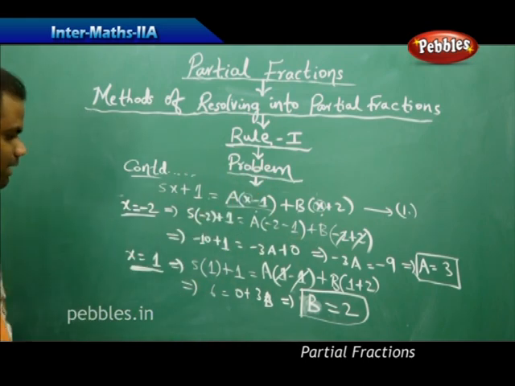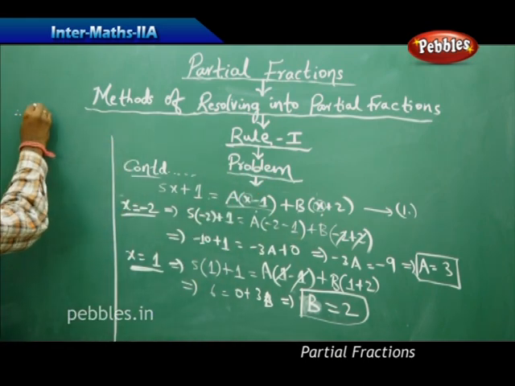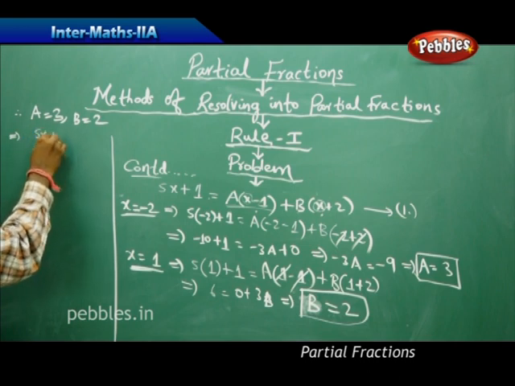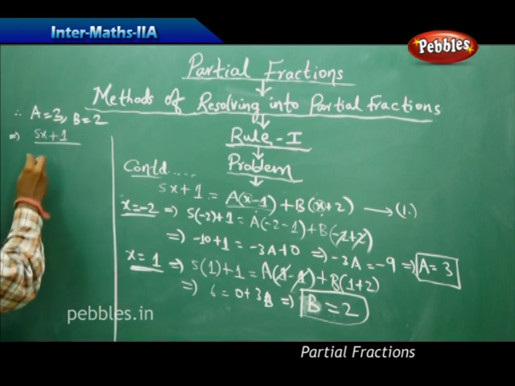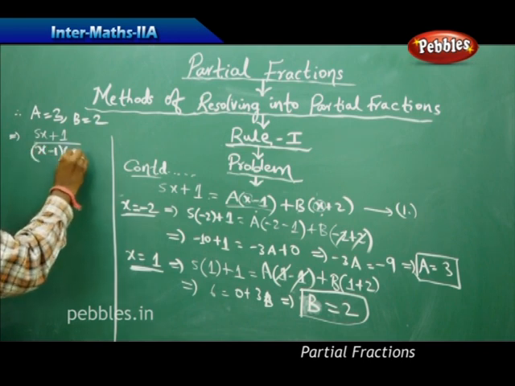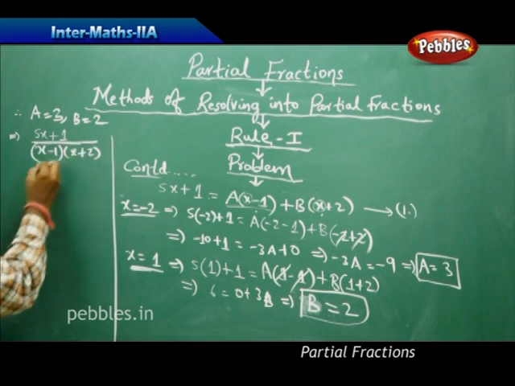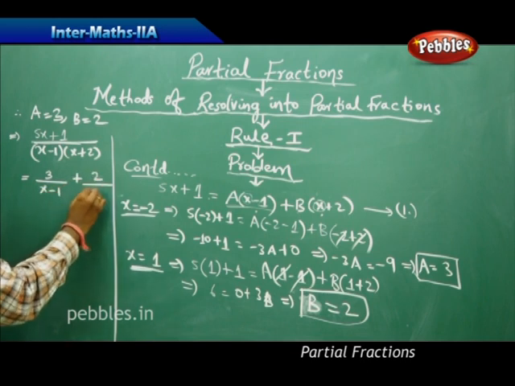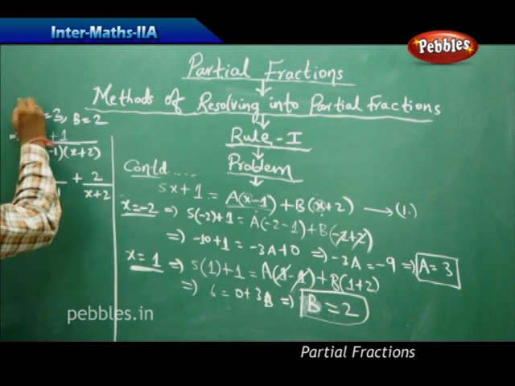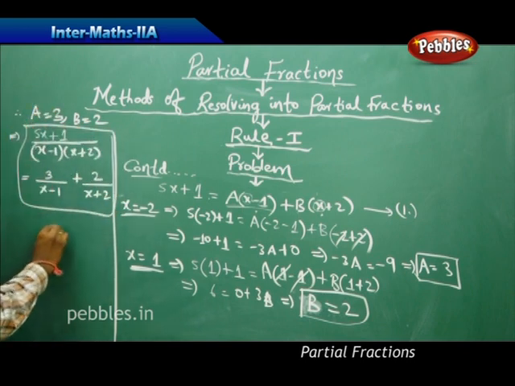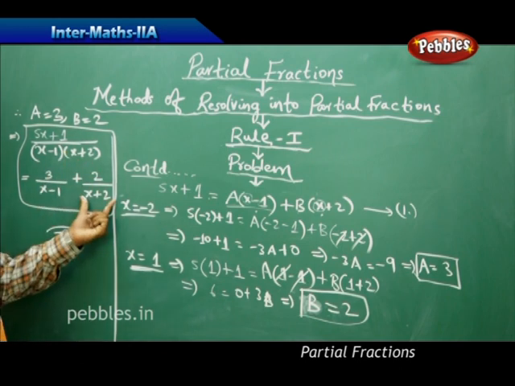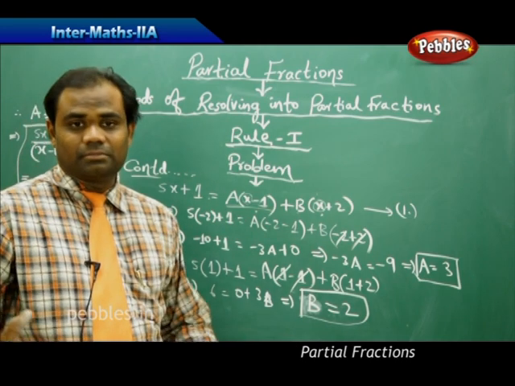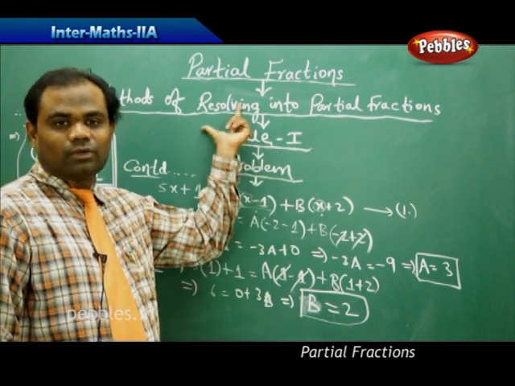So I get a equal to 3 and b equal to 2, which when substituted in the original partial fraction implies the partial fraction 5x plus 1 by (x minus 1) into (x plus 2) can be written as 3 by (x minus 1) plus 2 by (x plus 2). This is how I get the partial fraction of the given problem. So this is called the partial fraction of the given proper fraction, and it totally depends on finding the values of a and b from rule 1 of resolving into partial fractions.